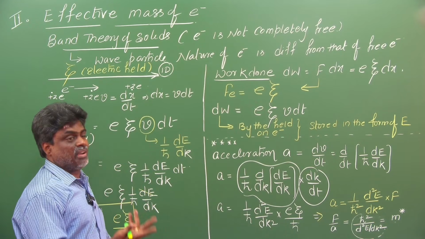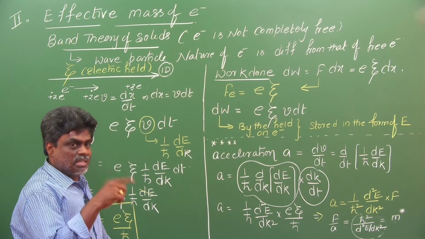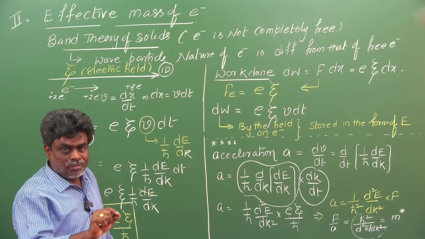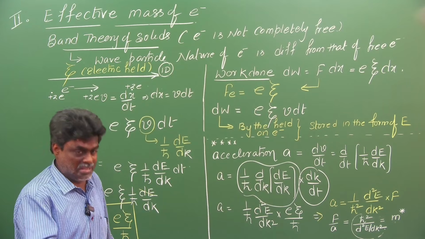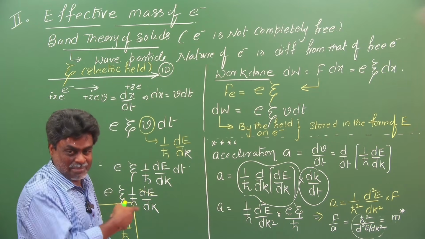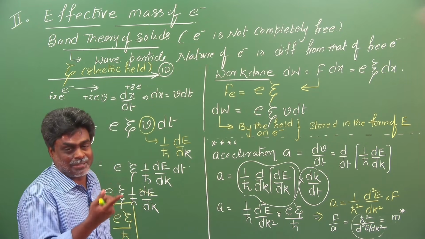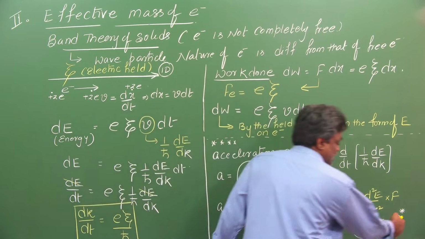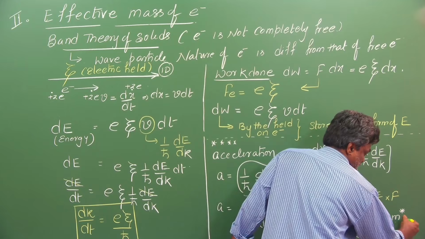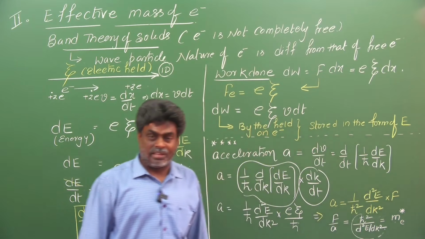What is this effective mass of the electron? Because it is moving under the force field, that mass is affected, which means the mass changes. So how much does it change? M star equal to h cross square by d square E by dk square. And definitely it is not equal to m. This is the m star of the electron.